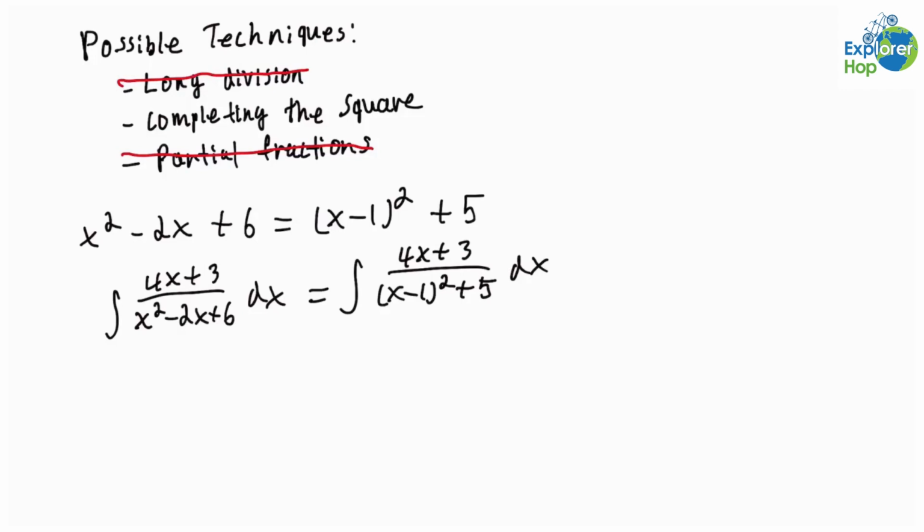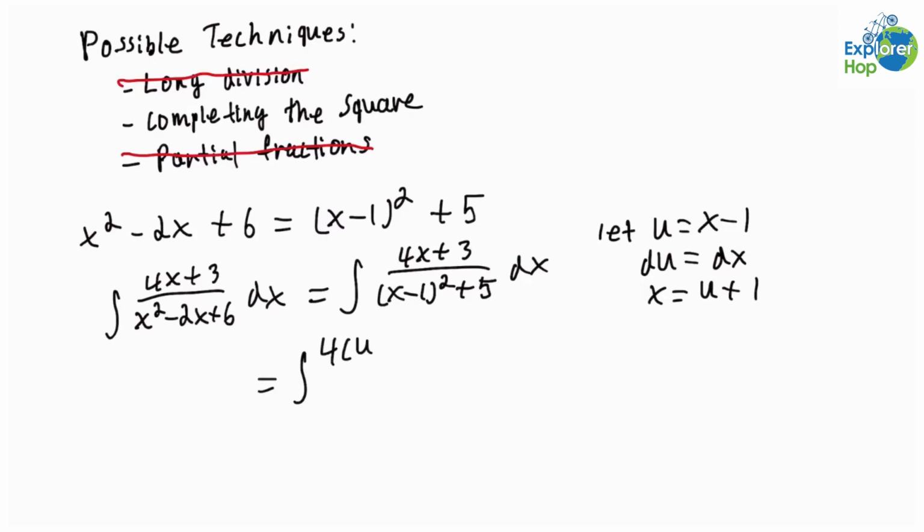And now we can go ahead and make a U substitution. So we'll let u be equal to x minus 1, which means that du is equal to dx, and x is equal to u plus 1. So we get that this is equal to the integral of 4 times x, which is u plus 1, plus 3 over x minus 1, which is u squared, plus 5 du.